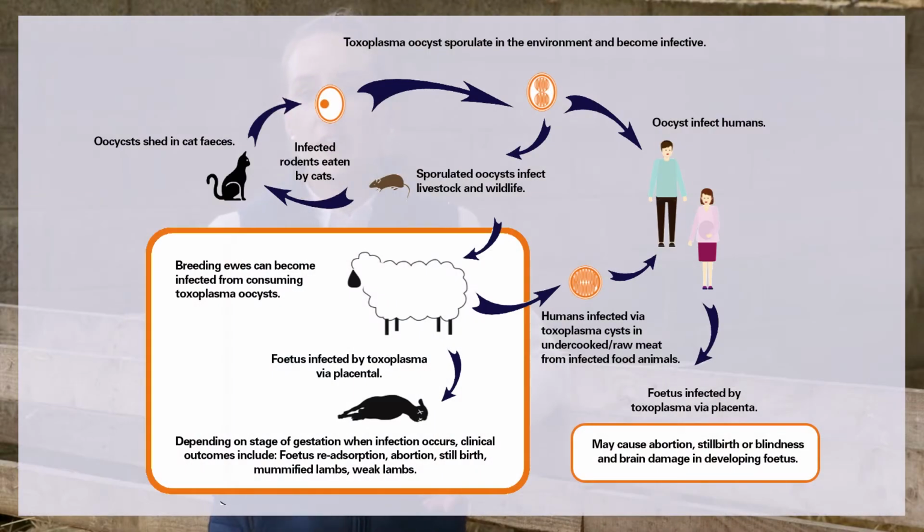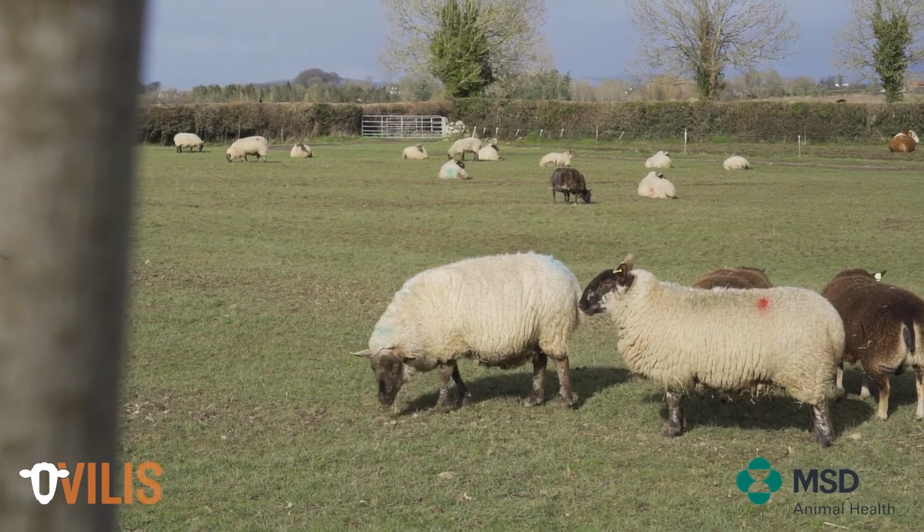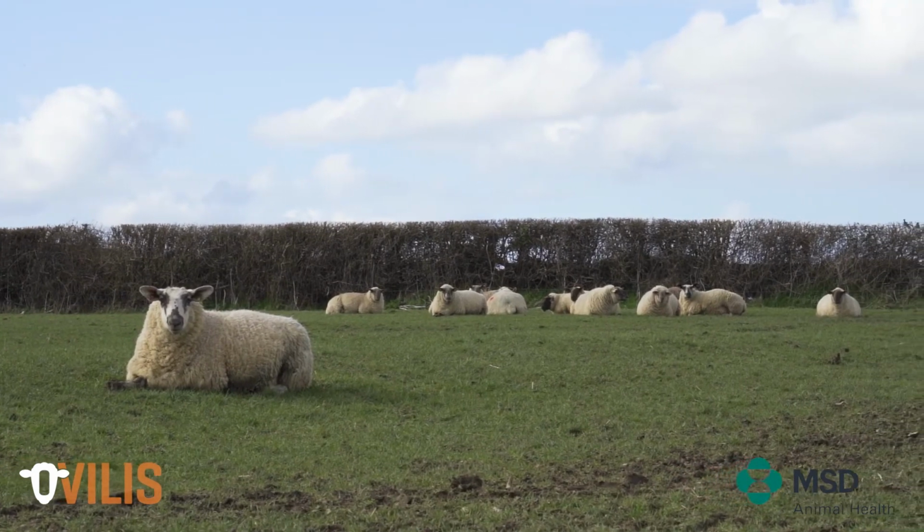Those oocysts can be shed for up to 14 days in cats, but remain infective and live in the environment for years. Ewes can then become infected with toxoplasmosis oocysts when they ingest contaminated food or water supplies. The time of infection really does dictate the clinical outcome. If a ewe is infected and she's not pregnant, we don't see any clinical signs. She develops a natural immunity. However, this natural immunity is unreliable as we don't know exactly how long that will persist in her system.